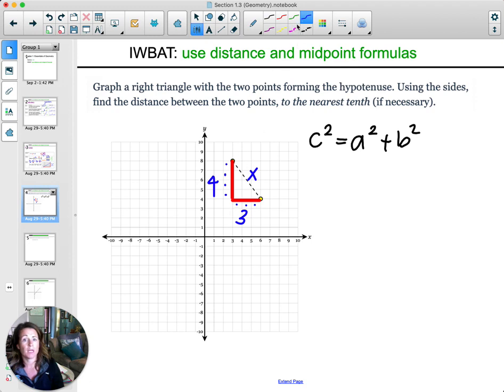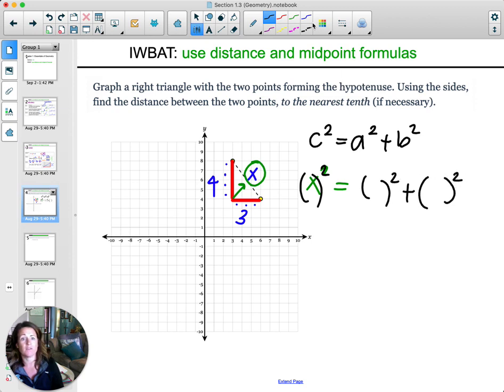Remember, we are plugging in the hypotenuse for the c value. So we're going to put an x in for c. So we have x squared equals, I'm just going to go a squared plus b squared so we can fill them in. So your a and b values are 4 and 3. They can go in whatever order over here. And then we're just going to simplify.